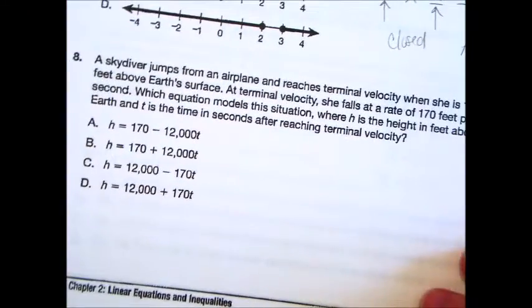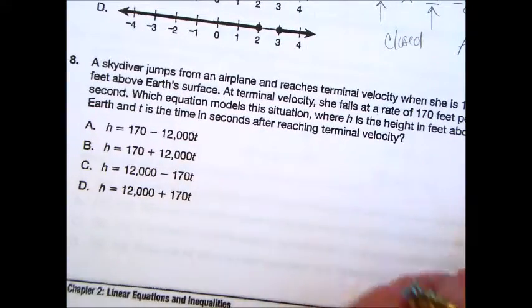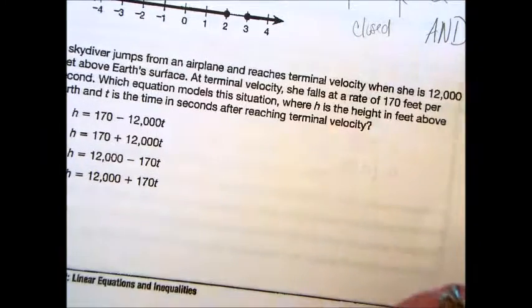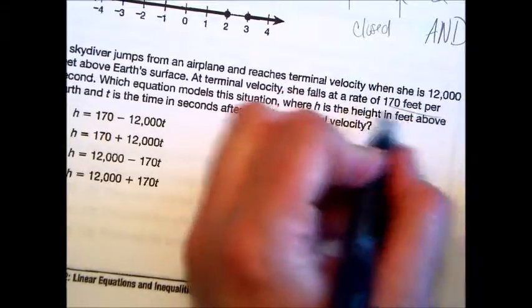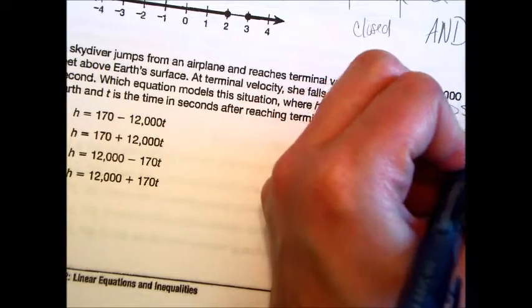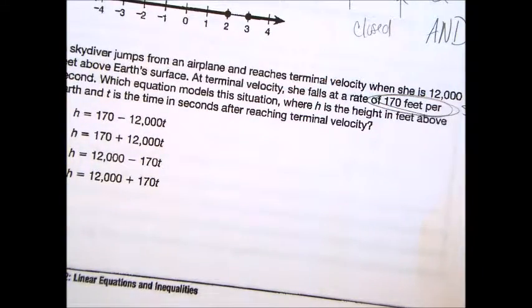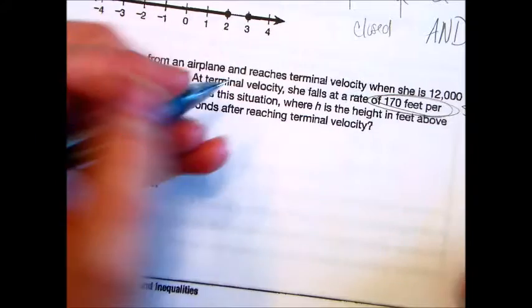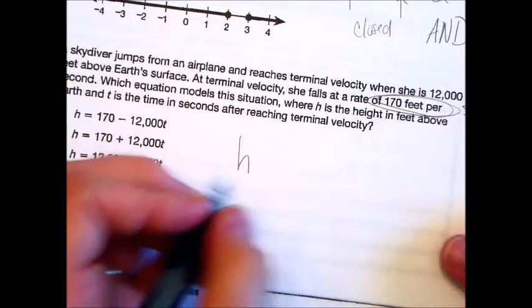Number 8. A skydiver jumps from an airplane and reaches terminal velocity when she is 12,000 feet above the Earth's surface. At terminal velocity, she falls 170 feet per. See that word per? That's your slope. Second, which equation models the situation? H is how high above the Earth she is. So here's how high she is, and that equals.